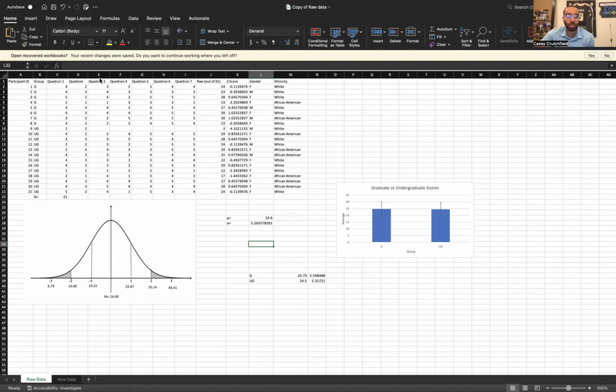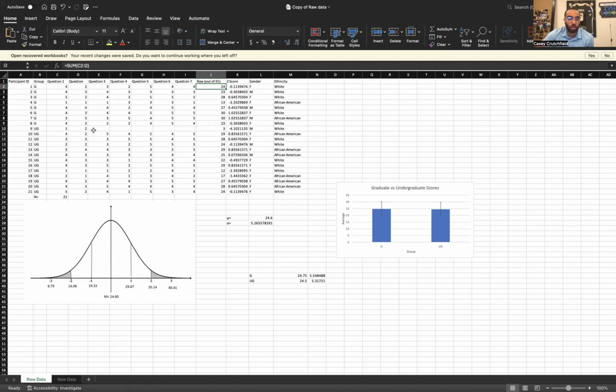Then I went to Excel, and as you can see, I have the participant ID. They're numbered 1 through 21. Next, the group. G stands for grad school, and UG stands for undergrad. And we have all of the questions for the study and each person's score for that particular question. And the way I got the raw score was from adding up all of their questions in total.